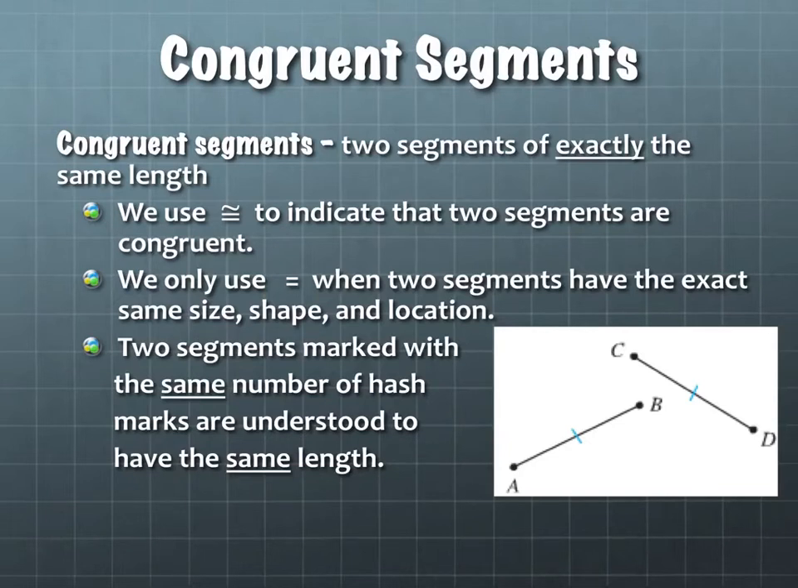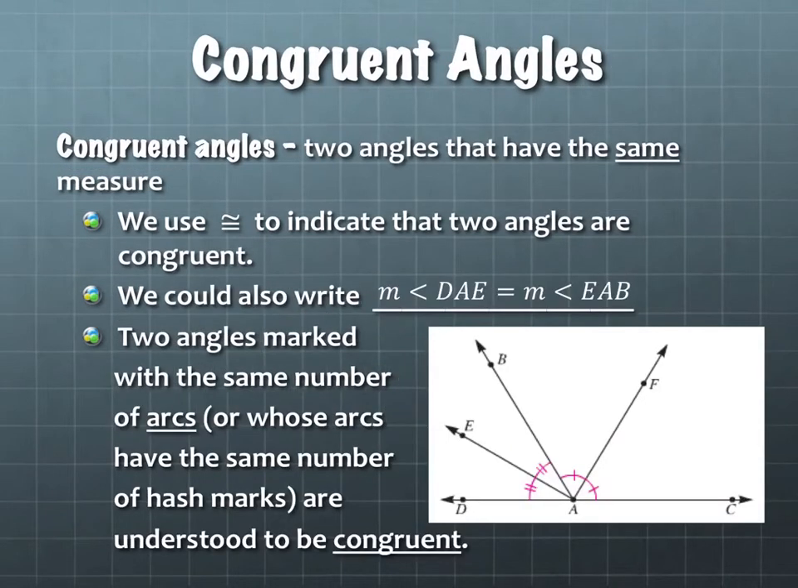Okay, along the lines of this idea of congruent segments is the idea of congruent angles. Very similar in terms of the definition. So congruent angles are two angles that have the same measure. Same symbol. That symbol means congruent. So if you put that symbol between angles, then it means that the angles are the same size.